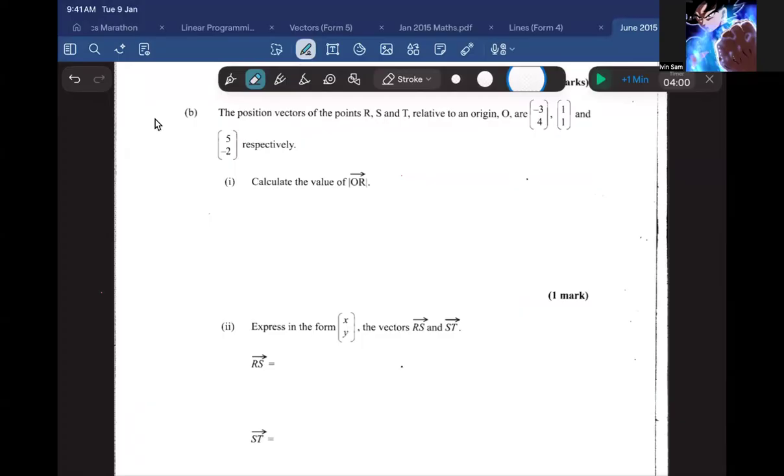The position vectors of the points R, S and T relative to an origin O are -3, 4, 1, 1 and 5, -2 respectively. Calculate the value of RS. They want us to calculate the value of RS. Okay, Ivan, first thing we need to do is figure out vector OR. Do you know what vector O to R would be?